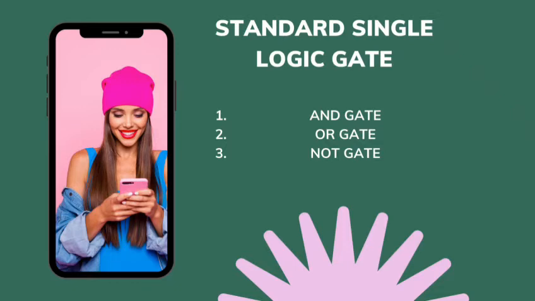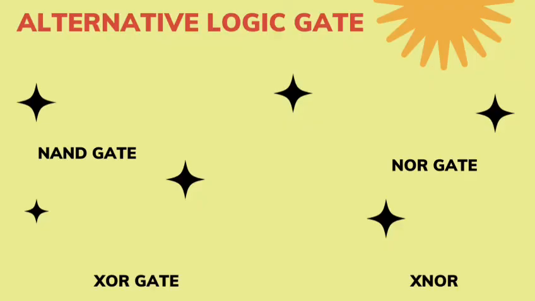You have the very first one, the AND gate. You have the second, the OR gate, and the third, you have the NOT gate. Now, anytime you hear about AND, OR or NOT, you are referring to standard single logic gates. All other logic gates are formed through the relationship they have with these standard logic gates.